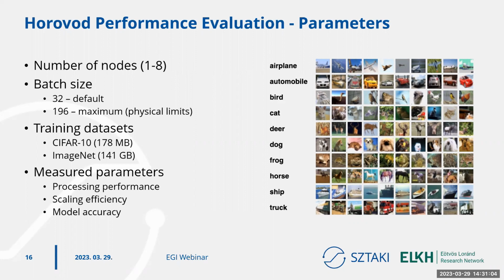As for the parameters we have measured, of course, there was the raw processing performance. Basically, this means how many images we process per second. There's the scaling efficiency, how well the training is being distributed, and then, of course, the model accuracy, since no matter how good the processing performance gets, it is not worth it if it degrades the model accuracy, because the accuracy of the model is what determines how good it is as an output.